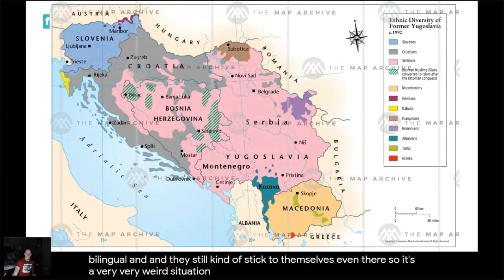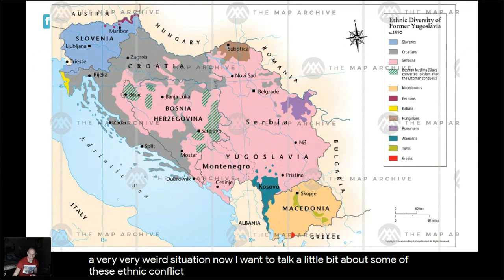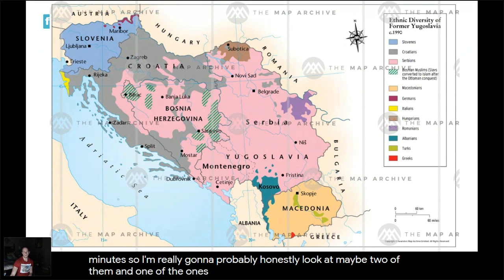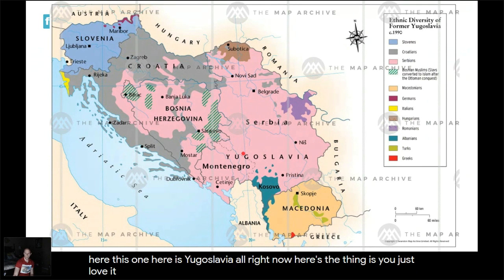Now, I want to talk a little bit about some of these ethnic conflicts. There's no way I'm going to get through it all in 15 minutes, so I'm only going to look at maybe two of them. One of the ones I'm going to look at is this one right here, Yugoslavia. Yugoslavia doesn't exist anymore because of the process of Balkanization.